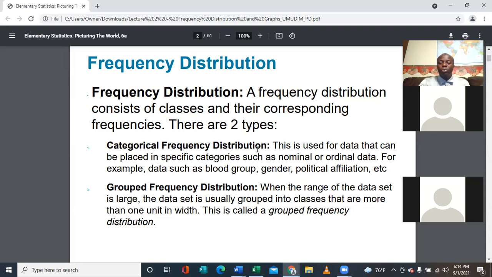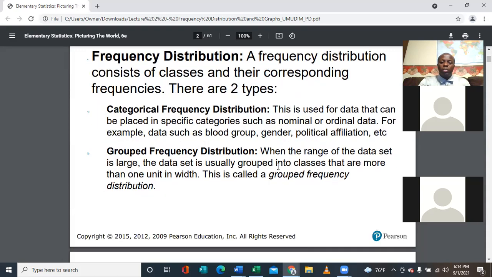So under the categorical type, we put the data set into specific categories, such as blood group, gender, political affiliation, and so on and so forth. Now, for the grouped frequency distribution, in this case, we have a large number of data values. We now group them into classes.